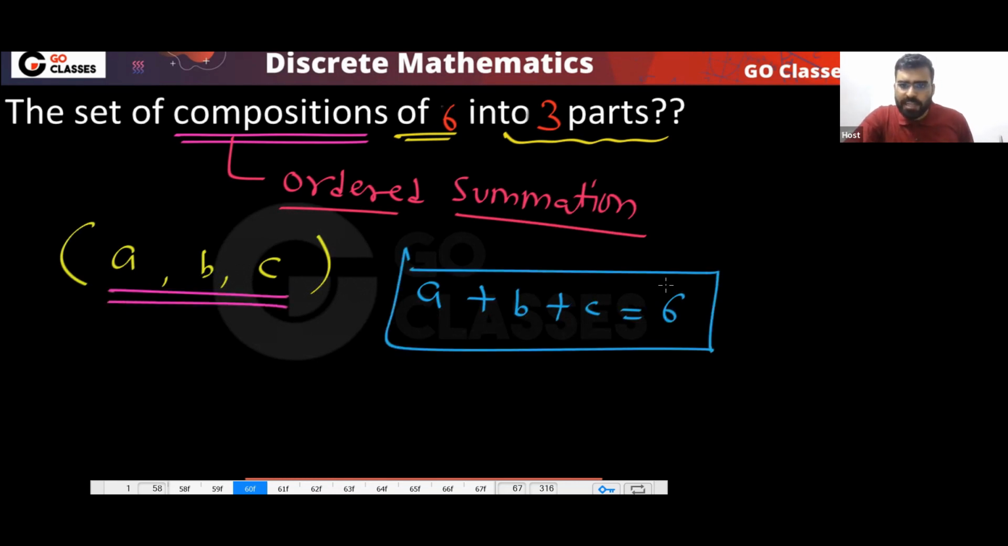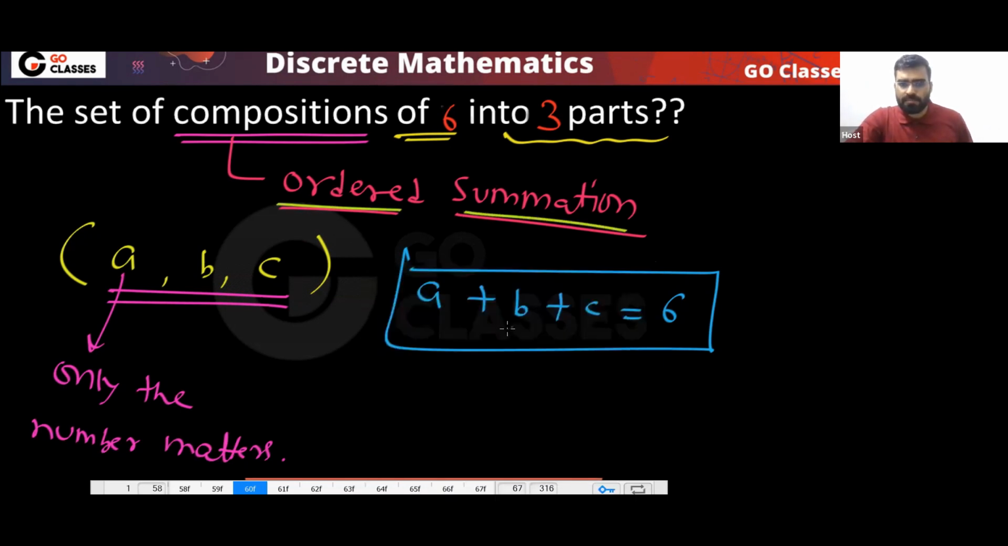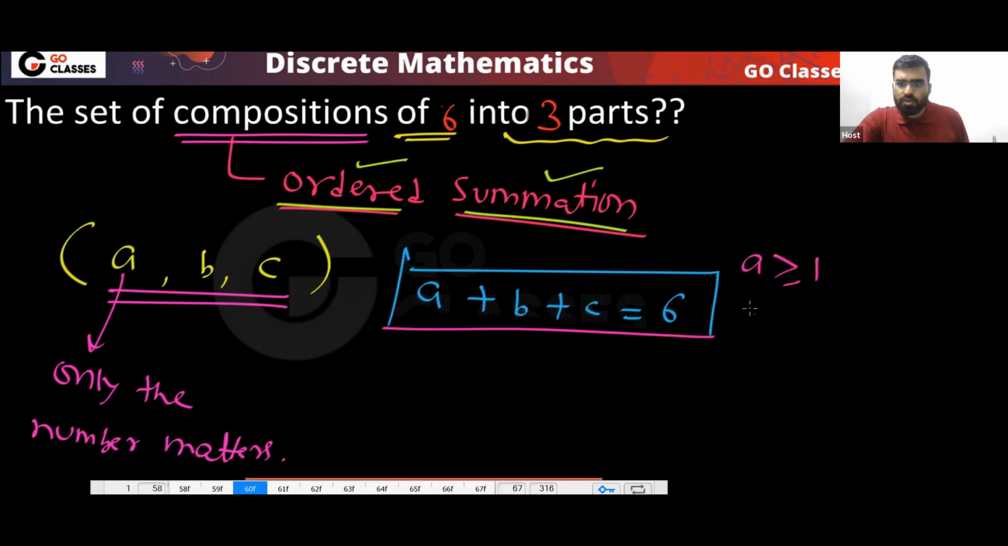So tell me, is this an IODB template, where only the number matters, like which number you are putting here? Yes or no? Only that number matters. So this is your IODB template, because this composition is an ordered summation. So you have a, b, c so that a plus b plus c should be equal to 6. But a should be greater than or equal to 1, b should be greater than or equal to 1, c should be greater than or equal to 1, because remember, we want 3 parts.